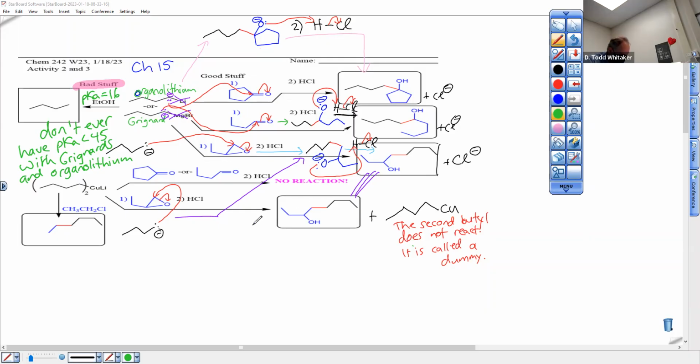You can also do a Gilman, which I didn't write down as a Gilman. A Gilman can react not with an aldehyde or a ketone, but with an epoxide, in the way that the Grignard or organolithium did here. And I totally forgot to mention this very useful reaction here. It's not a bad one, it's a good one. It's called coupling. This reaction here is called coupling.